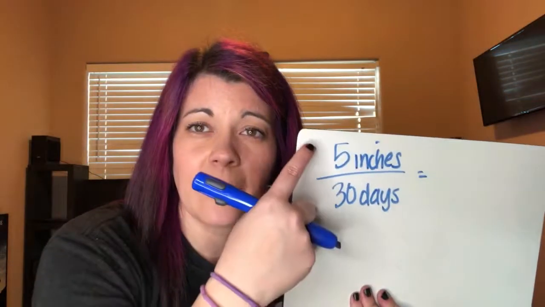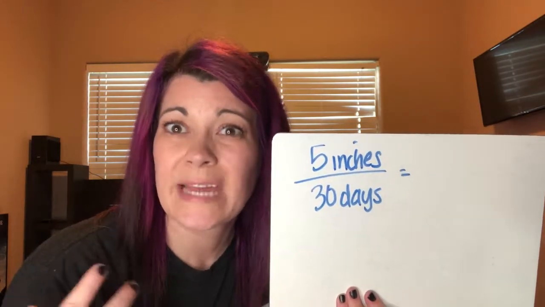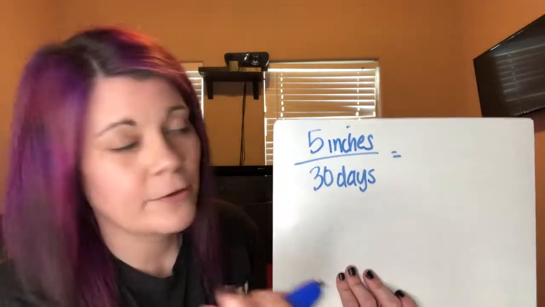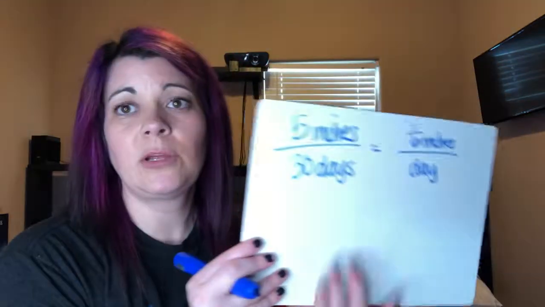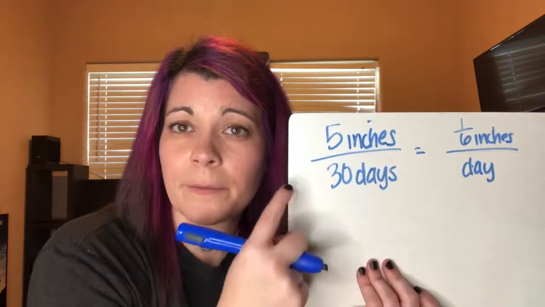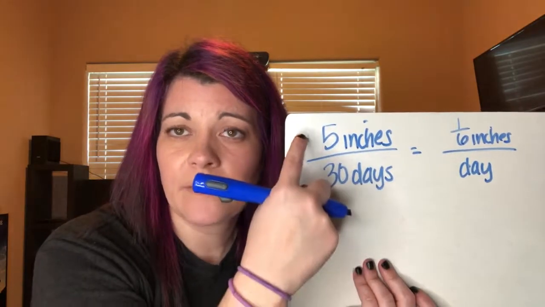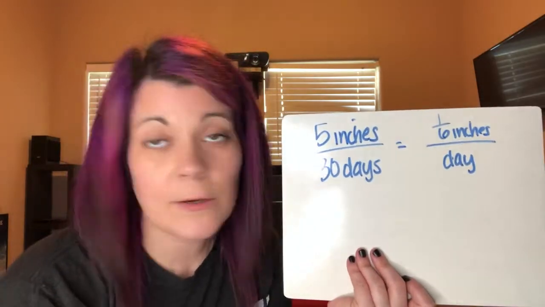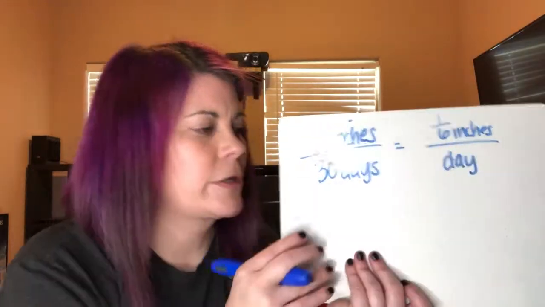Okay, again, 5 inches of rain in 30 days. So what you want to do is you want to divide this out. 5 divided by 30, again, it's okay to have a fraction or a decimal on top. I actually want to leave it in fraction form, so 5 divided by 30 is 1/6. So 1/6 inches per day, because anytime you divide them out, it's always going to have 1 on the bottom. I just left it in fraction form instead of putting it in decimal form.